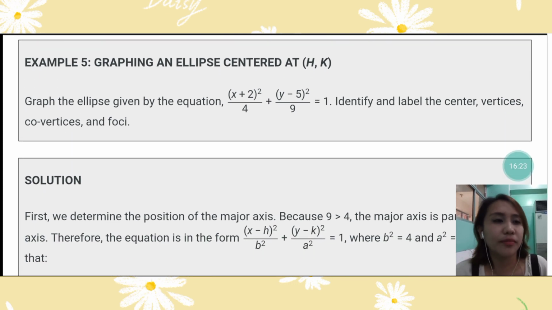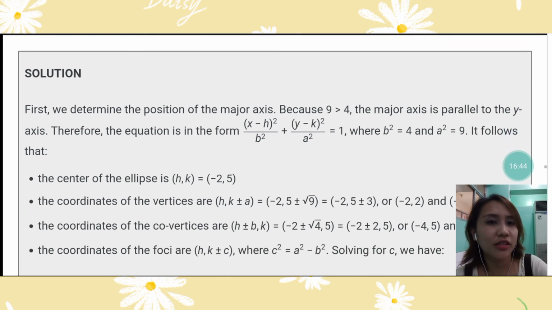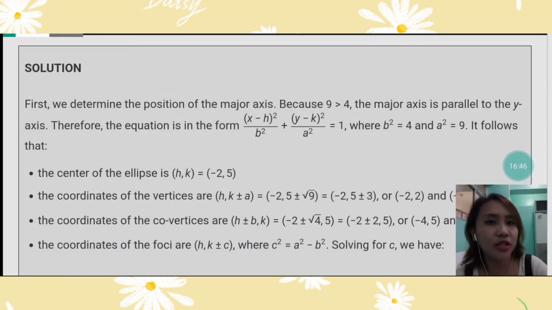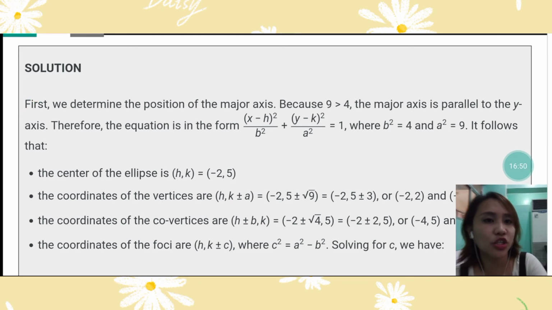So let's have this one. Example 5: graphing the ellipse given by the equation (x plus 2) squared over 4 plus (y minus 5) squared over 9 is equal to 1. Identify and label the center, vertices, co-vertices, and foci. So first, for the solution, we determine the position of the major axis.